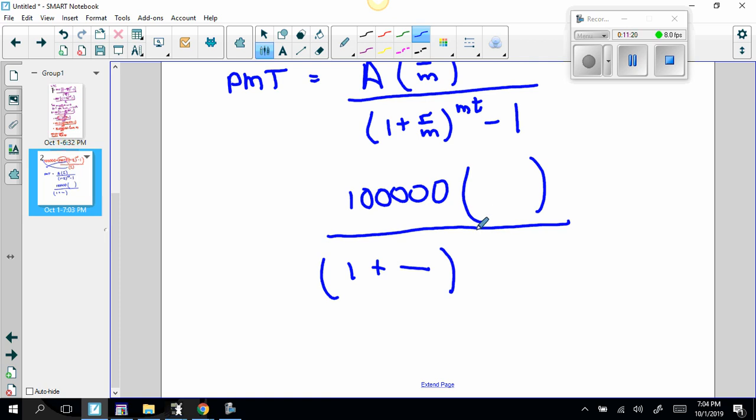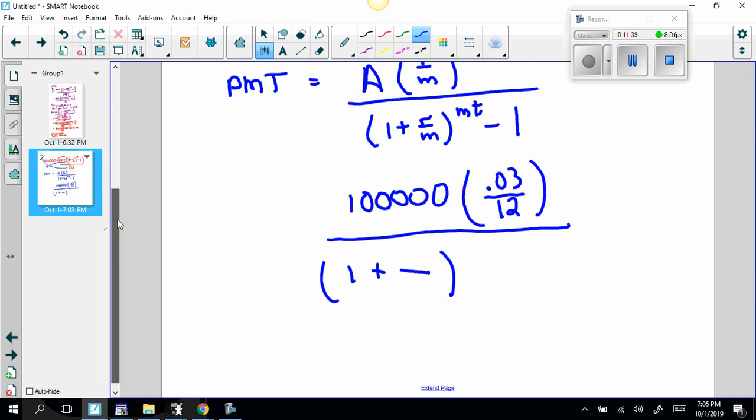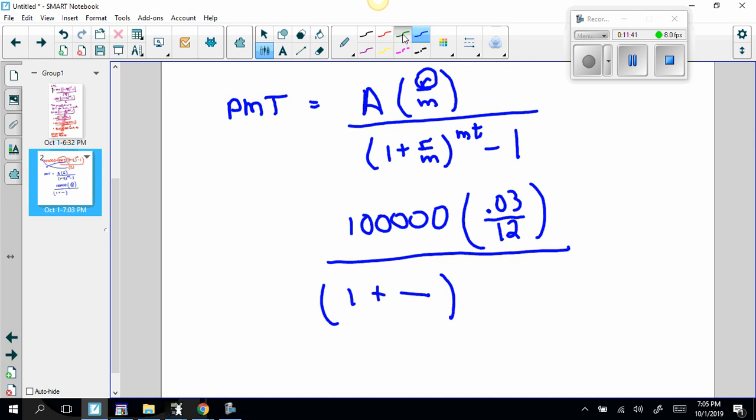I better read it. Over 18 years, monthly payments. So monthly payments means M is 12. And we're going to have a rate of 3%. Now, 3% is kind of pathetic, but very conservative. So, 3% compounded monthly: 1 plus R divided by 12, to the 12 times 18, because it was 18 years, minus 1.